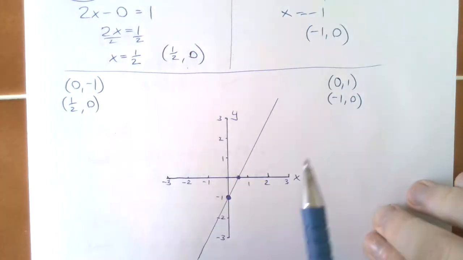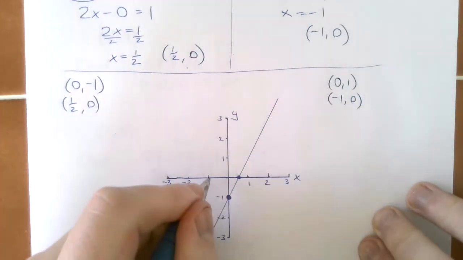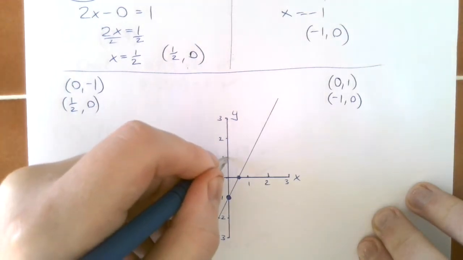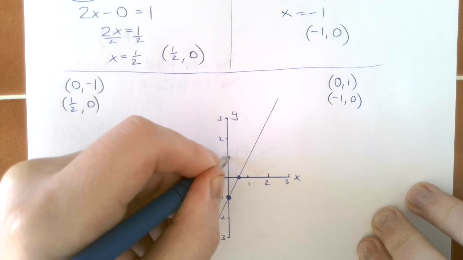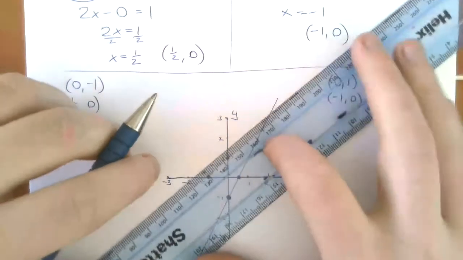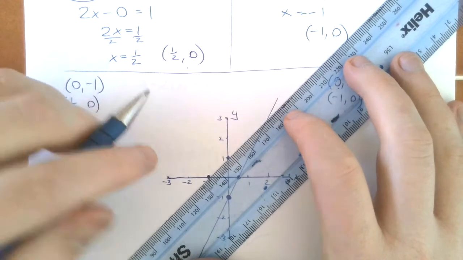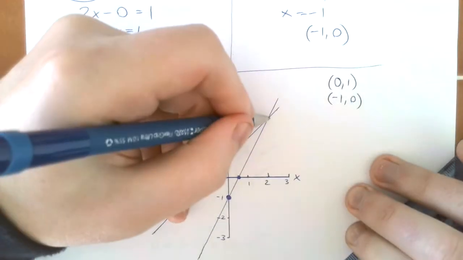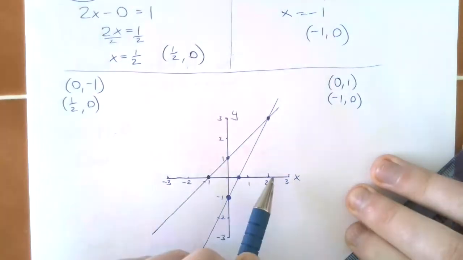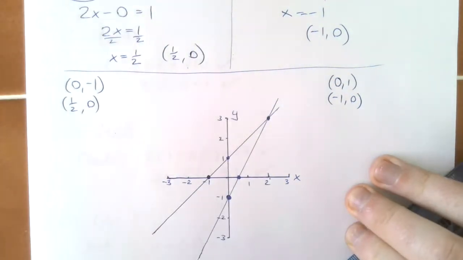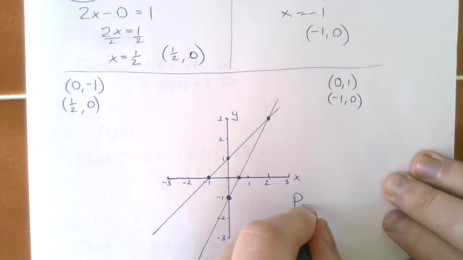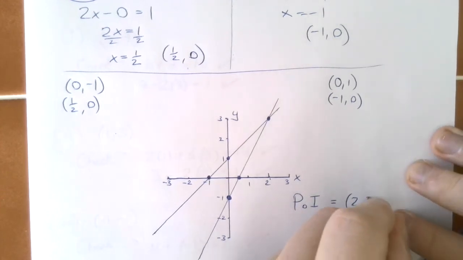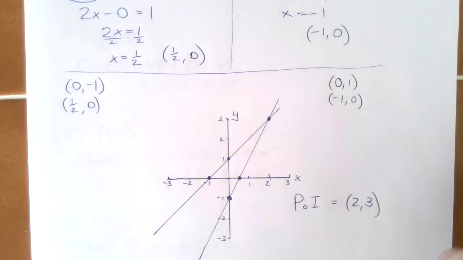And then you plot the other 2 points. So it's minus 1, 0, which is over here. And then the second one, which is 0, 1. And then you draw the line for that one. And then you can see the point of intersection, which is here, which is the point 2, 3. So the point of intersection is equal to the point 2, 3. And that's how it's done.